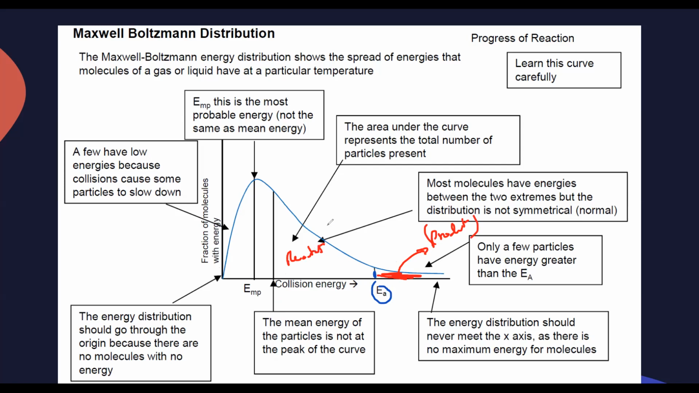But a particle which has energy less than the activation energy will just collide with others, but their collisions won't be effective. The energy distribution goes through the origin, because there is no molecule with no energy, like when the molecule count is zero, the energy is also zero, so it should start from the origin. And the energy distribution should never meet the x-axis, because there is no maximum value. I cannot say the maximum amount of energy for a particle is 100 joules. It can be 200, 300, 5000, any number, but it won't be any specific number.